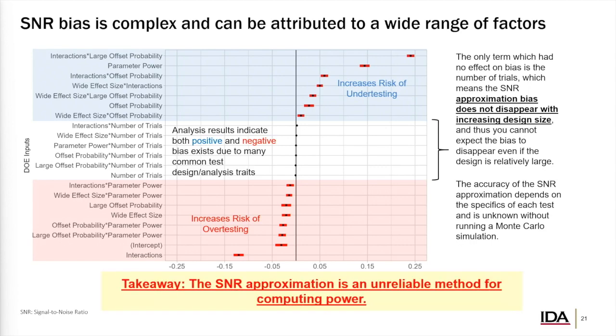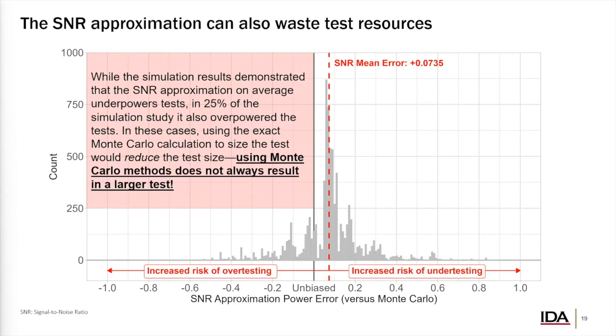So the overall takeaway is it is an unreliable method, and it does have a peak sort of around 0.